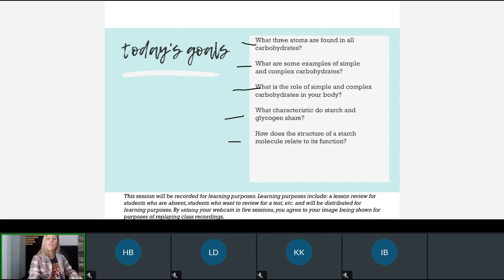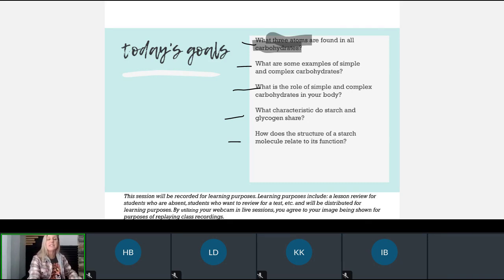So we're going to look at what 3 atoms are in carbohydrates. Could any of you do that right now? Yes or no? Could you tell me 3 atoms from the periodic table that are in carbohydrates? Getting some yeses, a large majority no. I'm guessing you might all be able to give me 1, but I doubt most of you could give me 3. But we're going to be able to do that by the end of class.